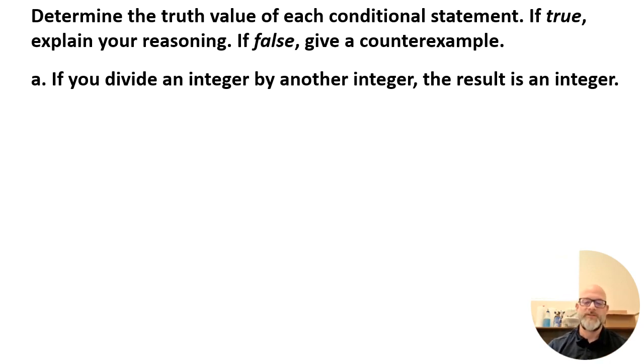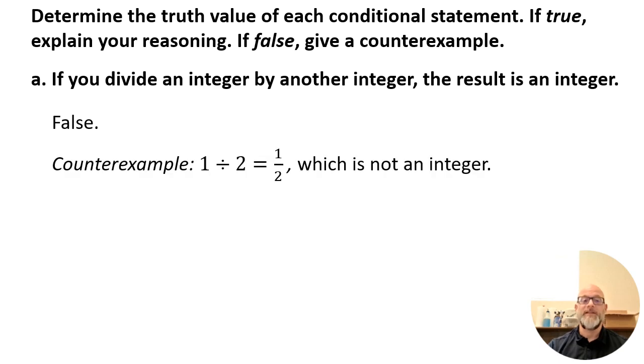If you divide an integer by another integer, the result is an integer. True or false? False. Here's one counterexample. Integer 1 divided by the integer 2 equals 1/2. 1/2 is not an integer. It's not a positive or negative counting number. Remember, if you're going to claim that a conditional is false, or any statement is false, you just need one counterexample for that.